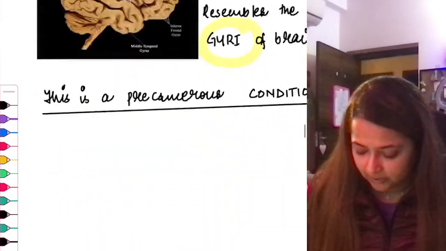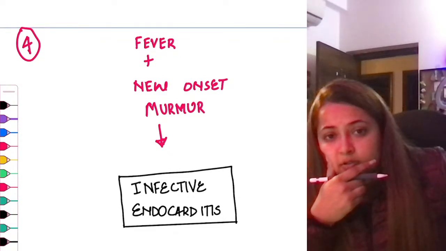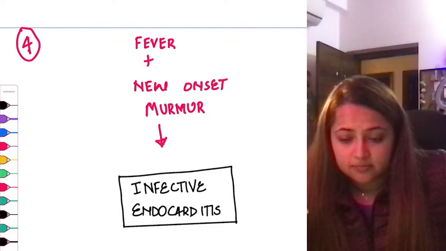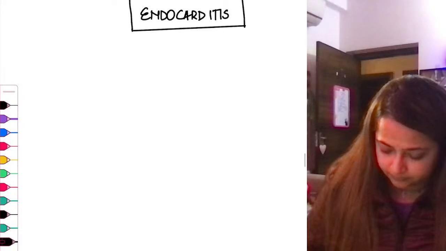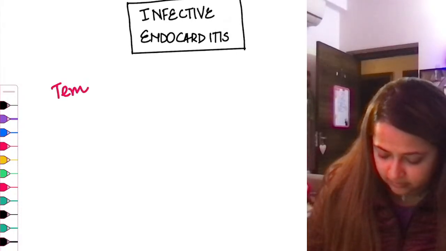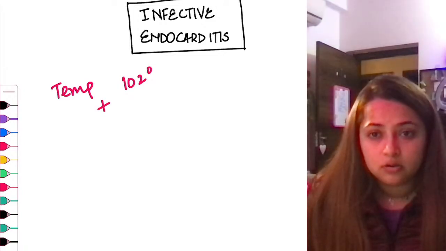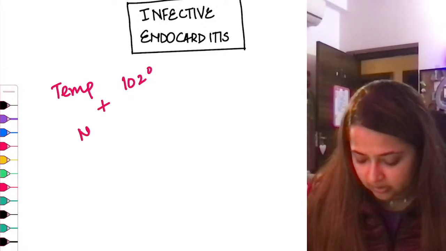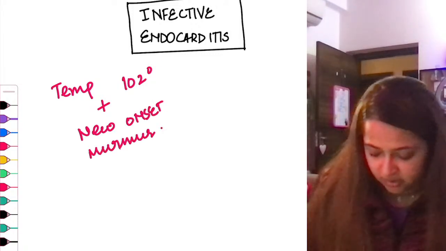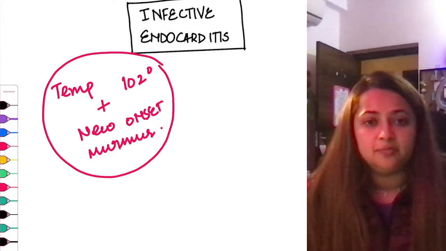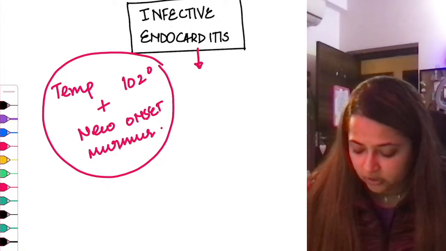Moving on to the next high yield topic. If any question says that the patient is having fever, supposing the body temperature is 102 degrees, and along with that, when the physician auscultates, there is a new onset murmur. So fever plus new onset murmur is a very, very important hint for infective endocarditis.